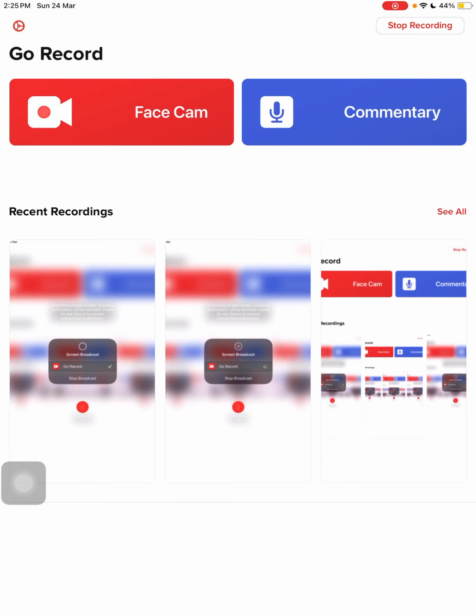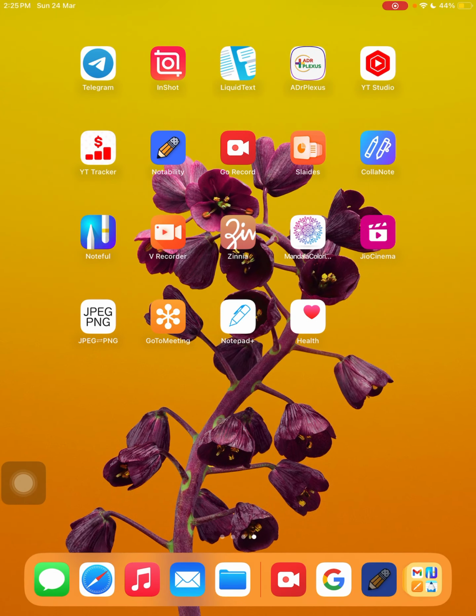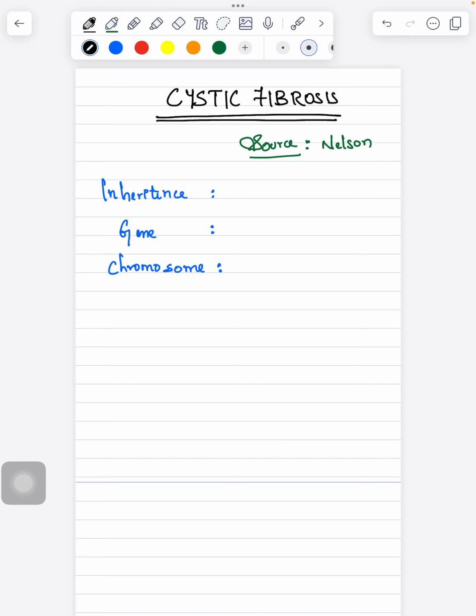Everyone, good evening. Today we will discuss cystic fibrosis. So what is the mode of inheritance in cystic fibrosis? It is autosomal recessive. The gene involved in cystic fibrosis is the CF gene, that is the cystic fibrosis gene, which is present on chromosome 7q. And the protein responsible for this is CFTR, that is the cystic fibrosis transmembrane conductance regulator.